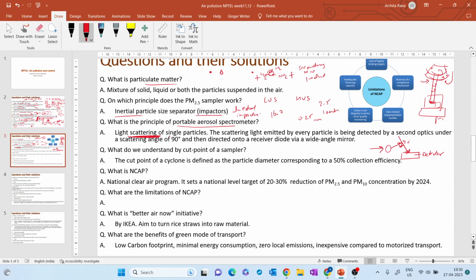Okay. Now, whenever we see this PM 2.5 sampler or any other sampler, for example, we always say that it has a cut point of 2.5, it has a cut point of 10, it has a cut point of 1. But we need to understand what the cut point is.